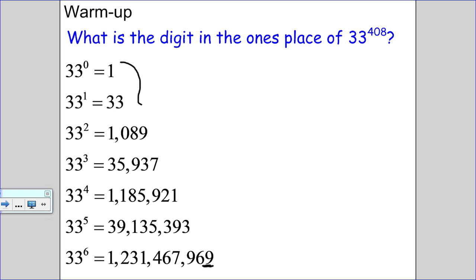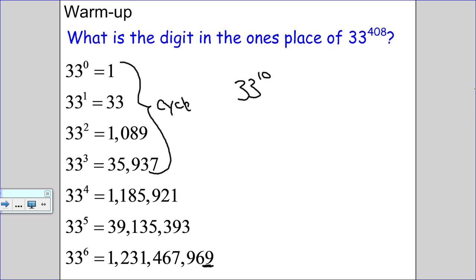This here is a cycle. So the cycle repeats for every 4 integers of the exponent. So how do we use that to our advantage? Let me do it for a smaller number to show you. Let's do it for 33 to the 10th power.